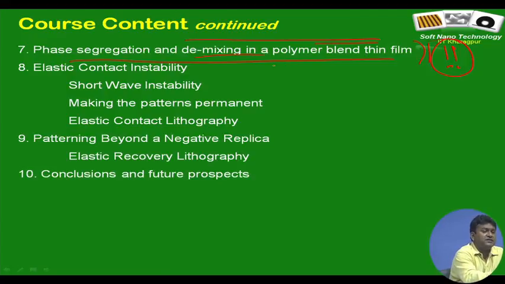And finally, in the last phase, we talked about the elastic contact instability, the short wave nature, lambda equal to 3h, and how the patterns are made permanent, and techniques like elastic contact lithography and elastic detachment lithography. While we were discussing soft lithography, we had talked about elastic recovery lithography, hydrogel based shrinking, and now elastic detachment lithography in this particular lecture. So, that concludes my course.